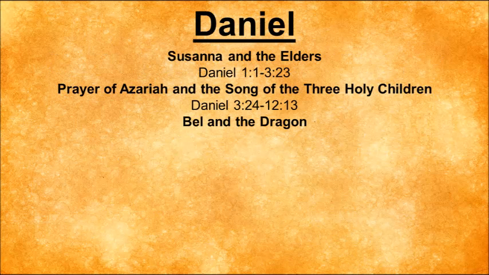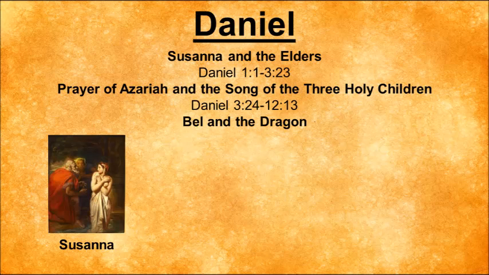Daniel. Daniel contains 3 works within it: Susanna and the Elders, the prayer of Azariah and the song of the 3 holy children, and Bel and the dragon. The first is the story of Susanna, who is falsely blackmailed by 2 lustful elders. Daniel comes to her defense, and the elders are executed. This probably explains how Daniel became honored by the Jews and taken into the courts of the Babylonians.